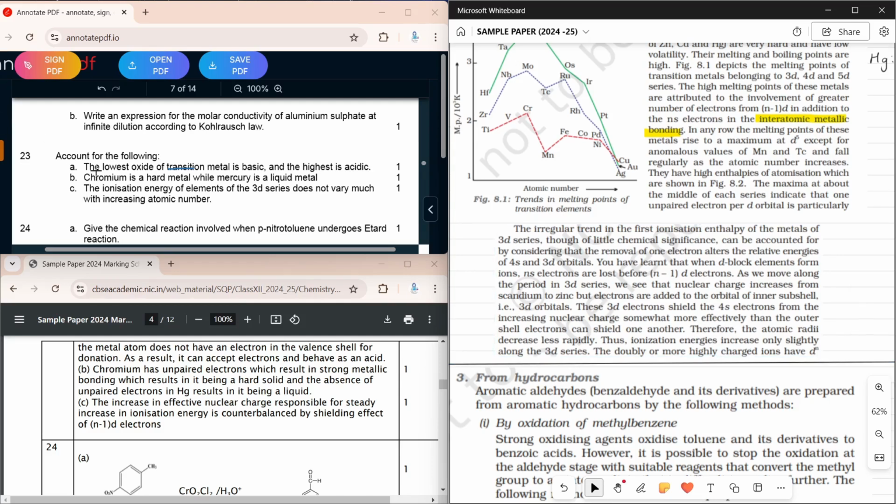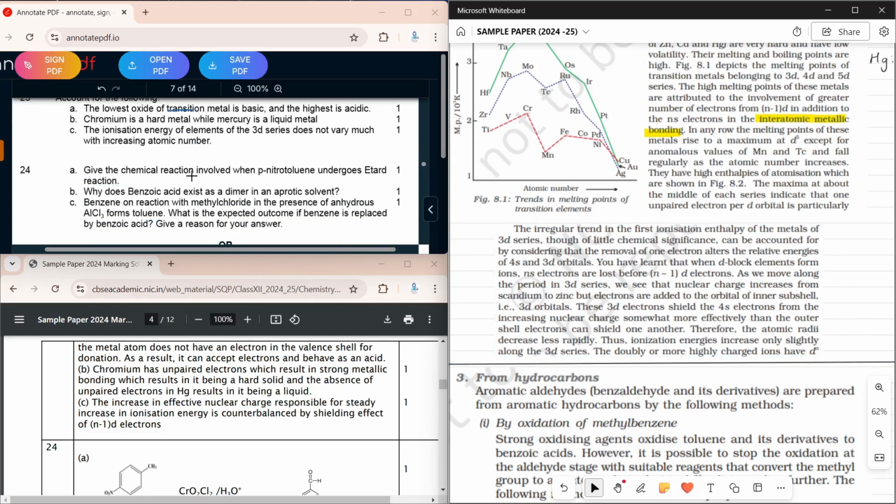Okay, the next question we have over here: give the chemical reaction involved when para-nitrotoluene undergoes Etard reaction. Now, Etard reaction is a named reaction, and you should know all the named reactions by now. I hope you do. If not, I do have a series where I have all the named reactions in one place. So definitely check that out.